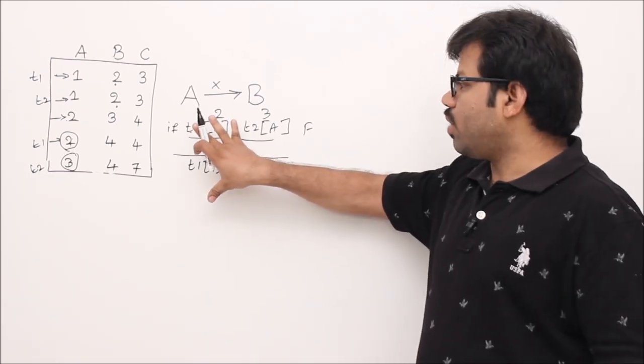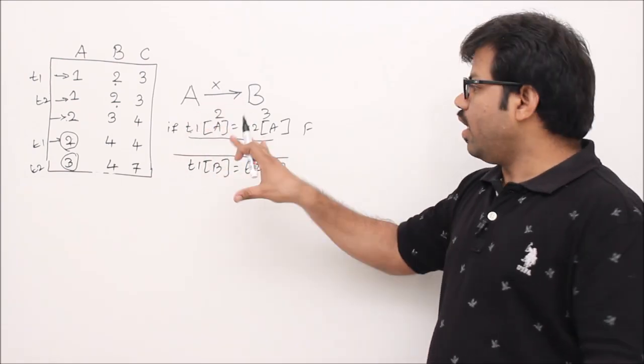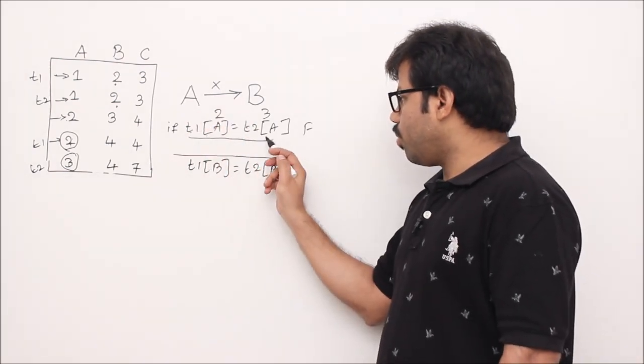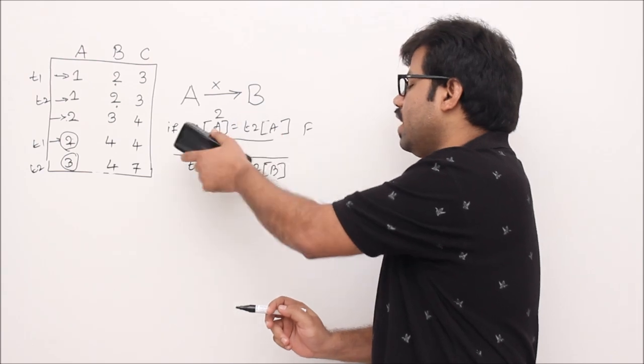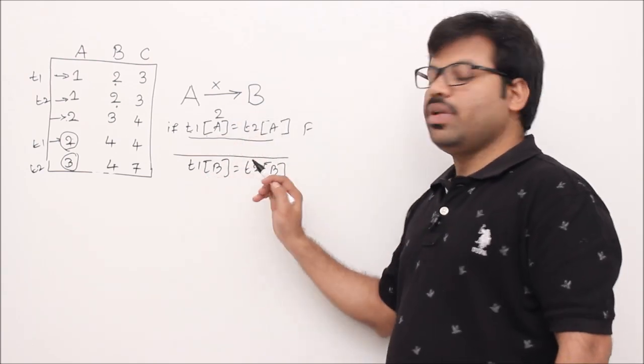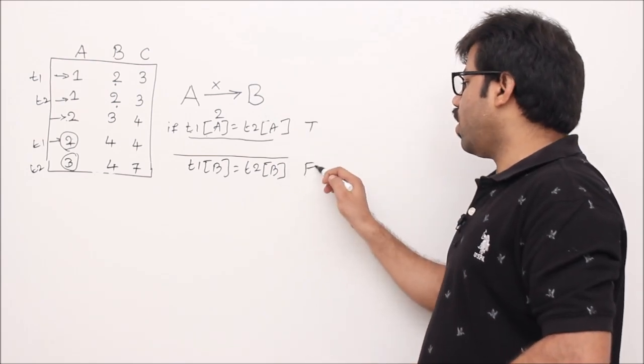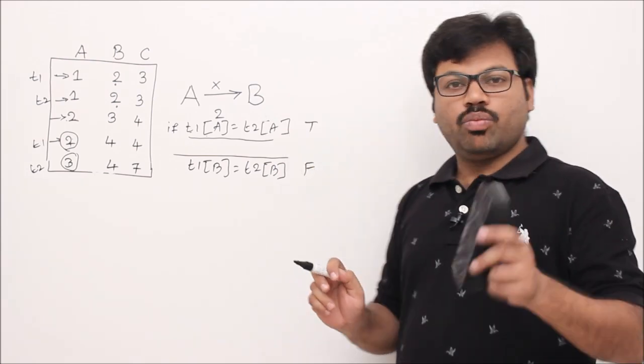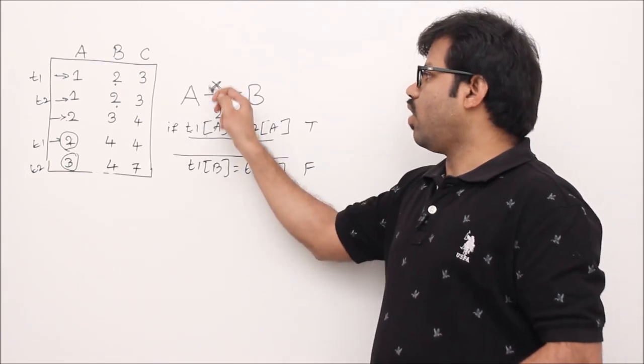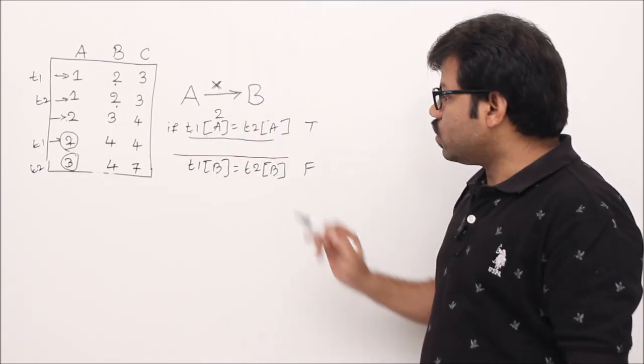So I say that from now onwards, this is the rule. To violate this rule, tuple 1 of A and tuple 2 of A should be equal, and these two B values should be unequal. That means the premise should be true and the conclusion should be false. I want this kind of example to prove that A determines B is false. Okay, but I can show that.